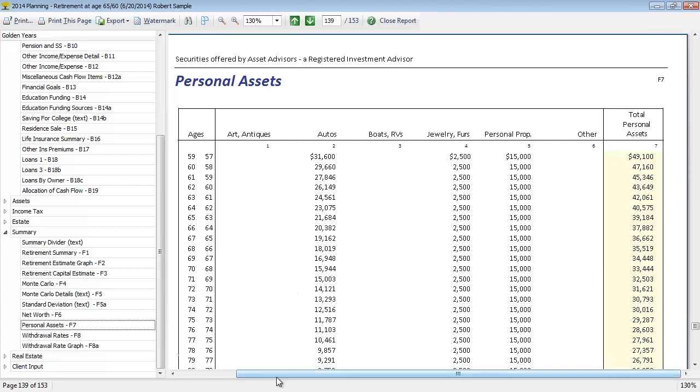There's also some supporting detail to that net worth, which is going to list out the details that make up their total personal property.